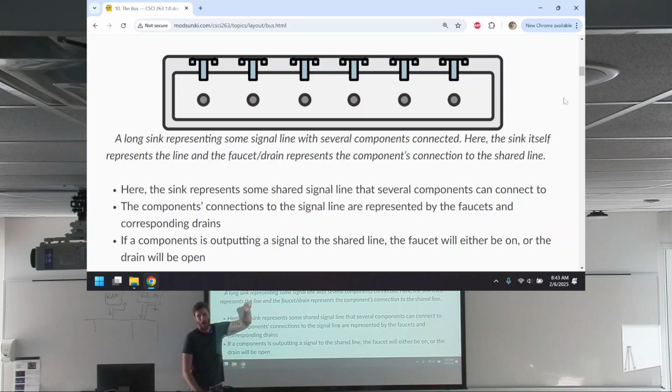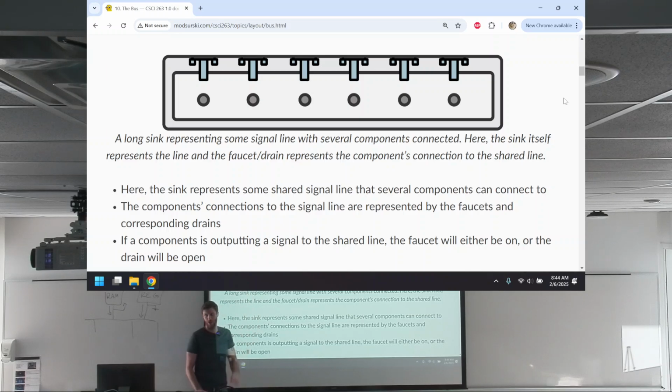I got it wrong where I was saying this, oh, it's outputting information. No, this would be like if this component is outputting a 1, the faucet is on. If it's outputting a 0, the drain is on. That's not what it is. It's not input, output. Both are states of what data is it putting onto the bus. If I want to put data onto the bus, I turn on the faucet. Okay? So then the water can fill up.